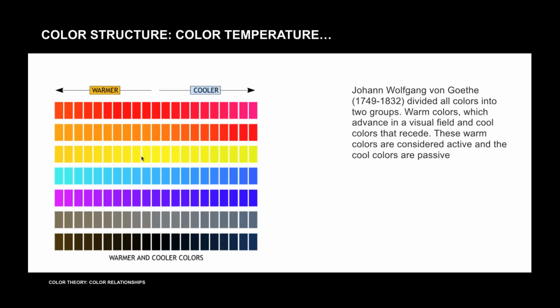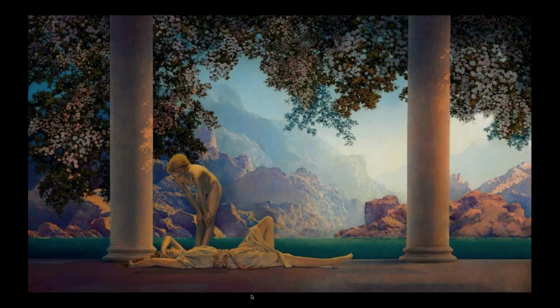Every color has a warm and cool version of itself. So you want to think about temperature as well. We have cooler reds and warmer blues. And this is fun to play with. This is a painting by an artist called Maxfield Parrish. What time of day do you think this painting takes place?